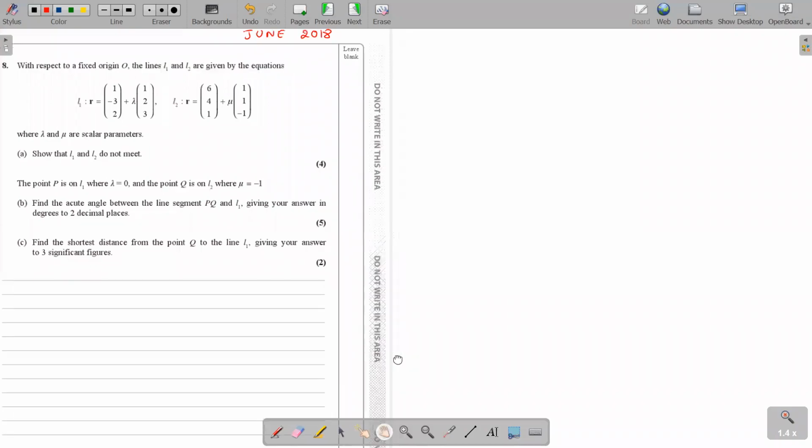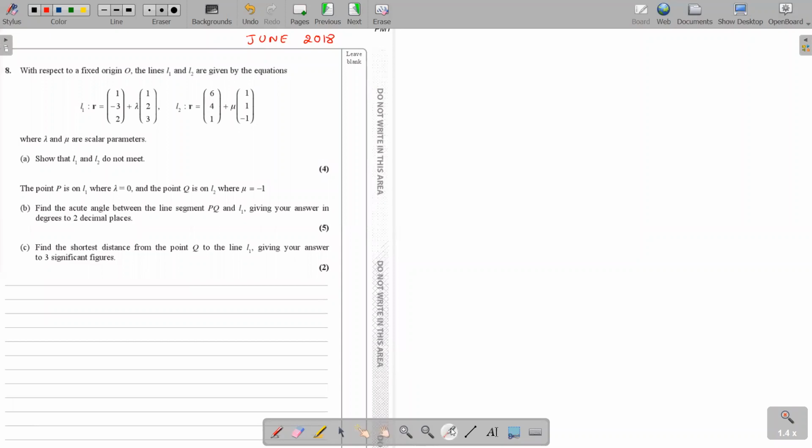Okay, so next I will discuss the vector question in the June 2018 paper. So look at this. With respect to a fixed origin O, the lines L1 and L2 are given by the equations r equals, okay, so they've given you the a plus lambda b equation. Here also a plus lambda b, the position vector and the direction vector. So they've given you the position vector and the direction vector for the two lines.